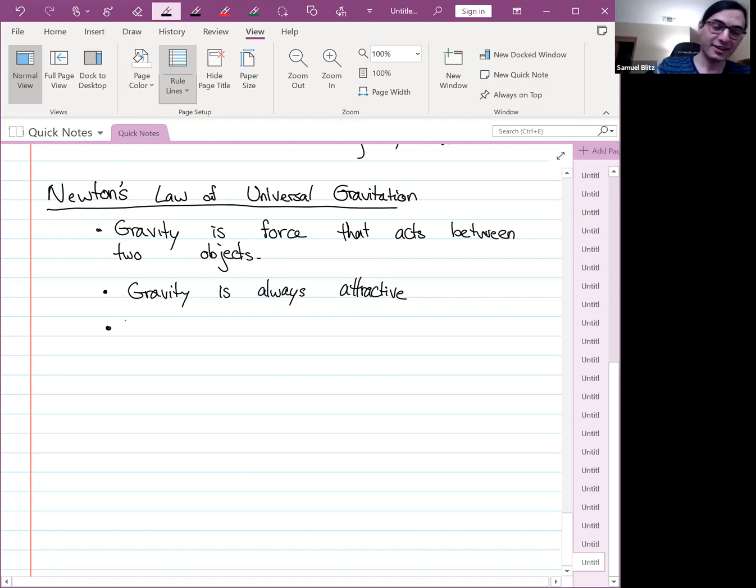Third thing, rather, is that the magnitude of the gravitational force depends on only 2 things.